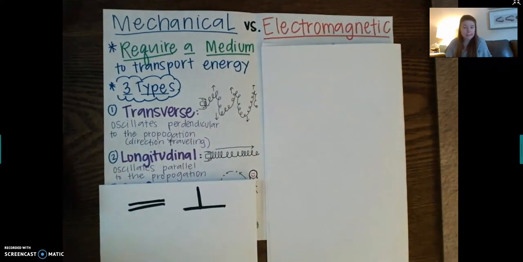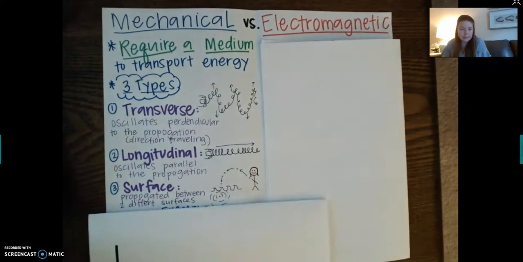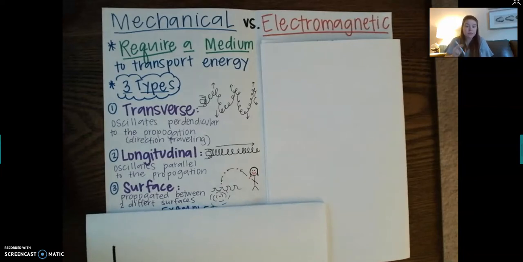My last type of wave is going to be called a surface wave. The best example of a surface wave is if I were to take a rock and throw it into a lake or a body of water. When it splashes into the water, we know it creates those ripples in the water. That's called a surface wave. This is propagated between two different surfaces, which just means that the two different waves are colliding with one another and they create that ripple effect in the water.